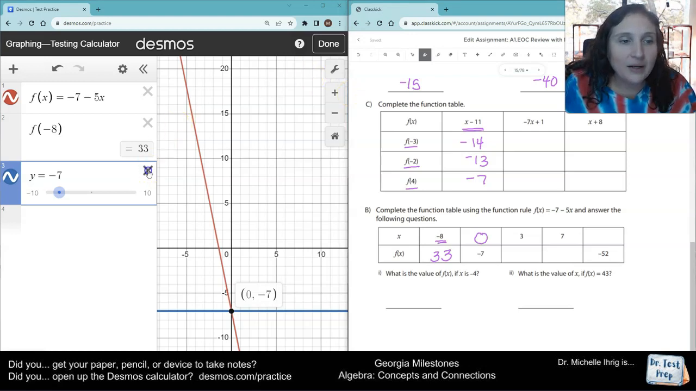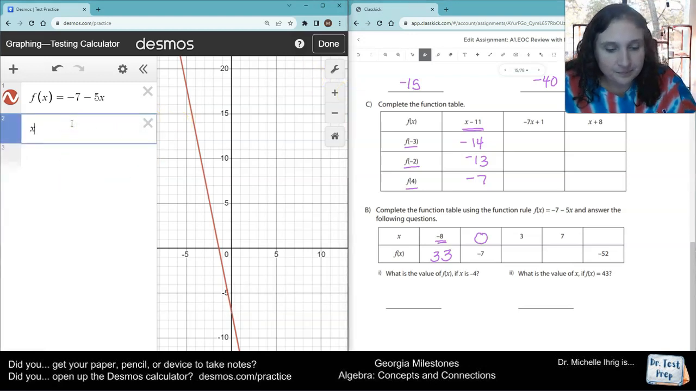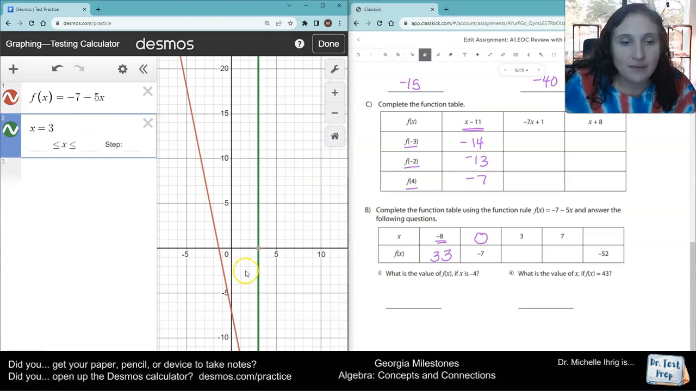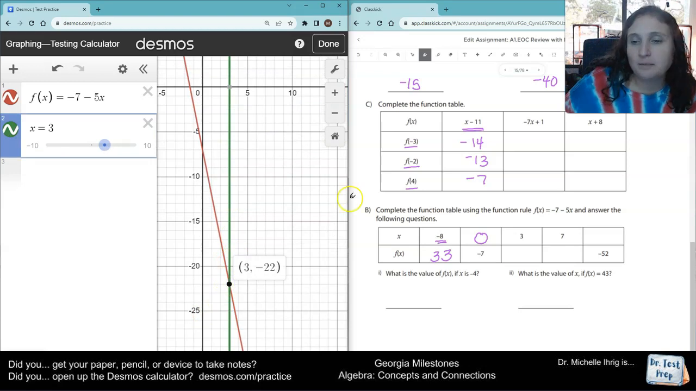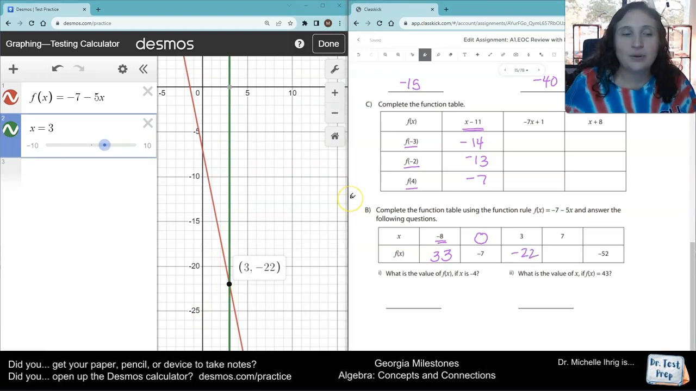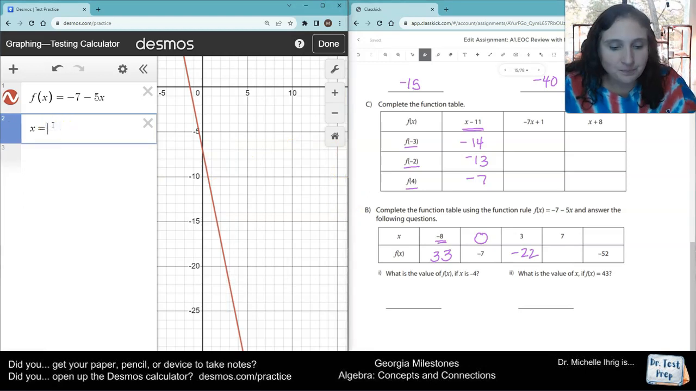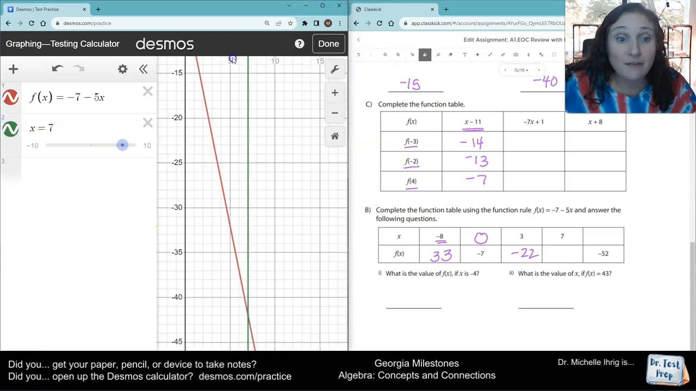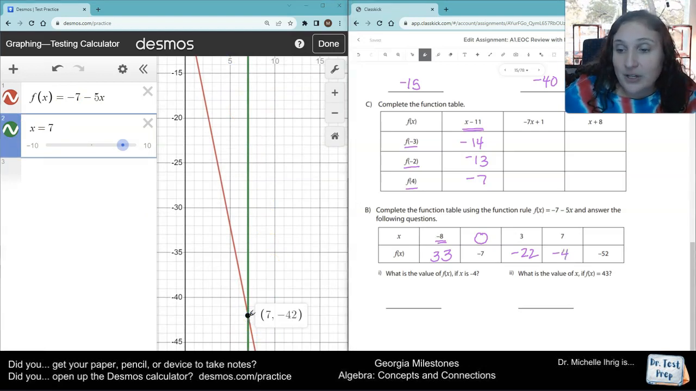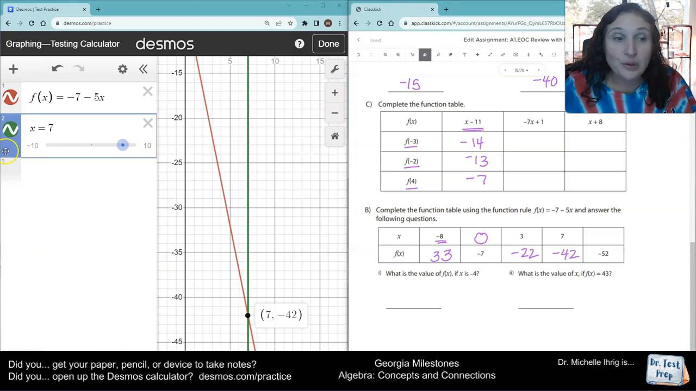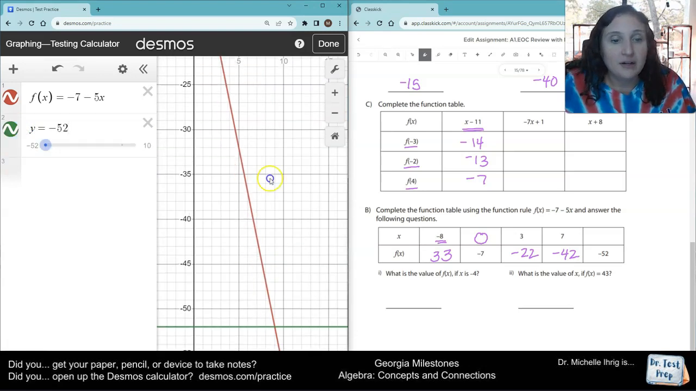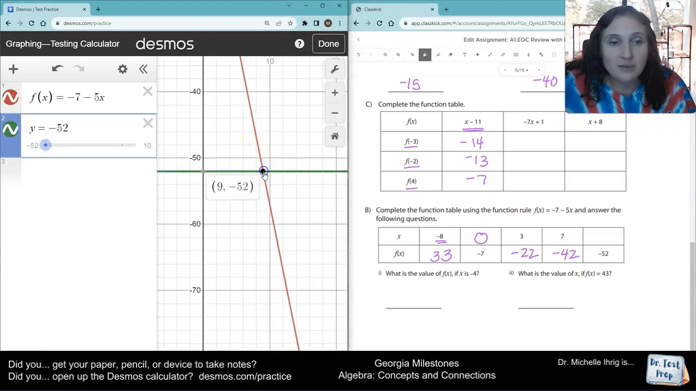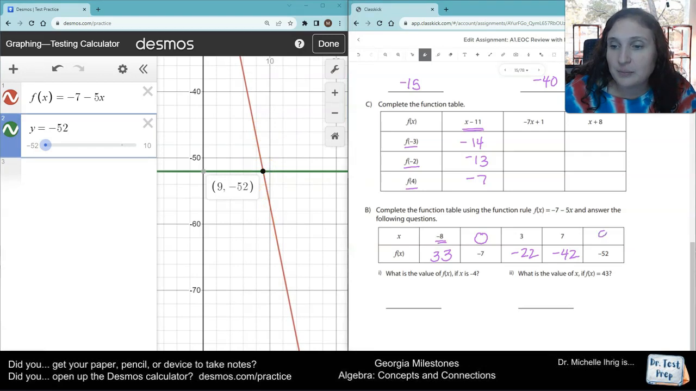And then it's like, well, what happens when x equals 3? So I'm going to type in x equals 3, and I keep scrolling until I see this intersection. Boom, there's my point, -22. What happens when x equals 7? And you could also do f parentheses 7, but I'm demonstrating graphing. The y is -42. All right, well, what happens when y is -52? So I'm just going to do y equals -52. And then I'm going to keep scrolling. There's my intersection. My x is 9.